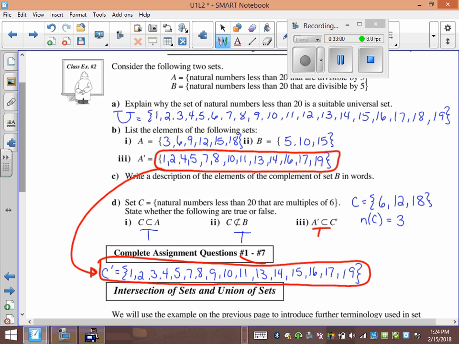Your homework is to do numbers 1 to 7. And then we go on to intersection and union tomorrow. So we have to understand how to do number 1 and 7 really, really well. And then the intersection and union isn't as bad. Okay? We're going to do that tomorrow. And then we start Venn diagrams when you come back. It's not a long unit.